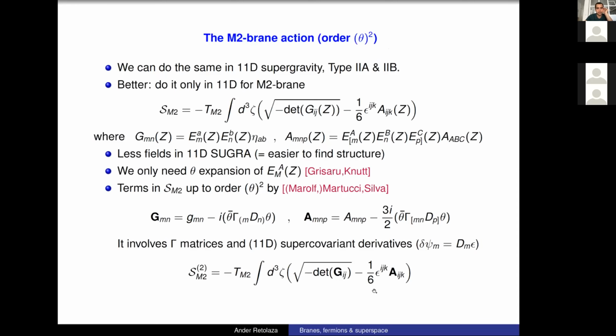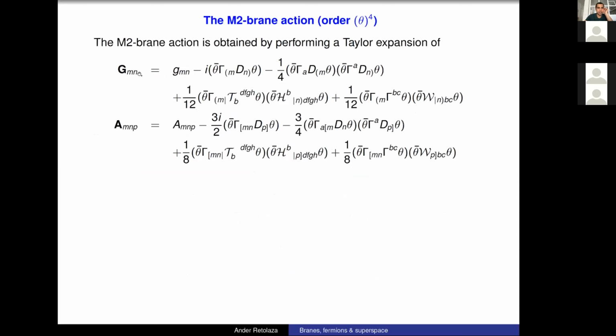But now I need an expansion of my superfields that goes to order 4. The superfield expansion at order 4 in the M2 brane case has this aspect here. We see that again we have the metric at order 0, order 2 terms, and then we have terms that are order 4 in theta. We have some terms again that come with a super covariant derivative.